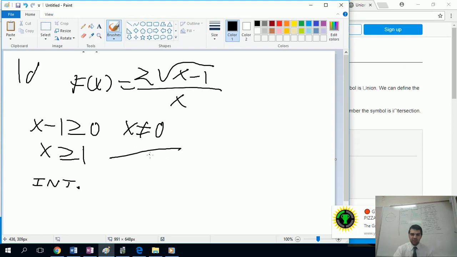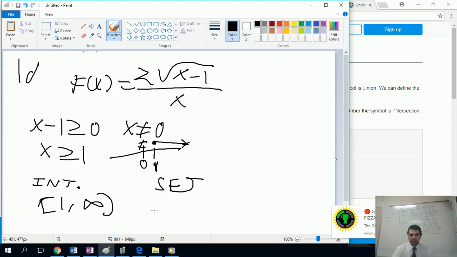So if you look at our number line, we have 0. We can't be equal to 0, and it must be greater than or equal to 1. So actually, for domain, the zero doesn't really affect things. In interval notation, it's just from brackets 1 to infinity, and then for set notation, x such that x is greater than or equal to 1. X is not equal to 0 is inherent in x is greater than or equal to 1. All right.